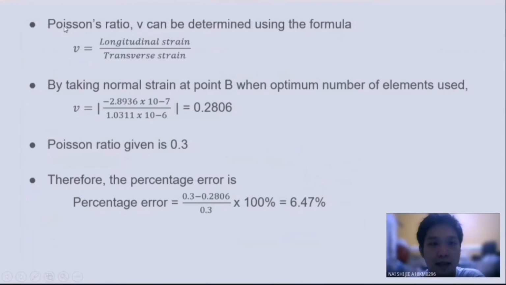Next, we can determine the Poisson ratio using the formula of longitudinal strain divided by transverse strain. We take the normal strain at point B where the optimal number of elements is used. As I said before, the optimal number of elements will give us the most accurate result, and we get the Poisson ratio equal to 0.2806. In this project, the theoretical Poisson ratio given is 0.3. Hence, the percentage error is 6.47%, which is a relatively small error.